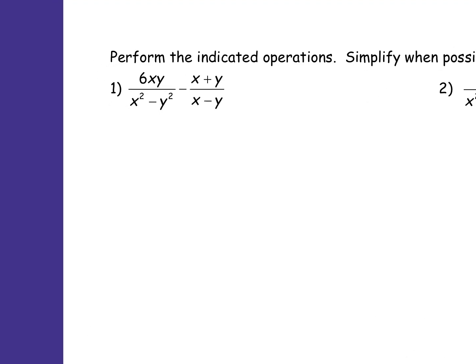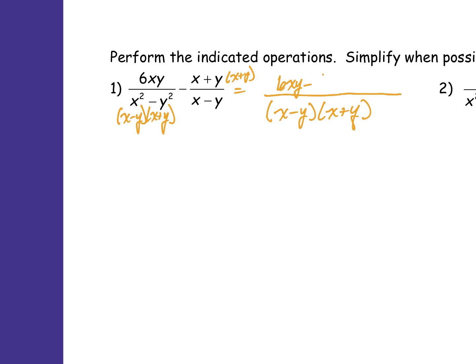So I'm going to factor this bottom one here. I get x minus y and x plus y. Okay, so now my common denominator is x minus y and x plus y. And this one needs an x plus y. Okay, so what do I have? 6xy minus x plus y times x plus y. So glad I gave myself lots of room to write.